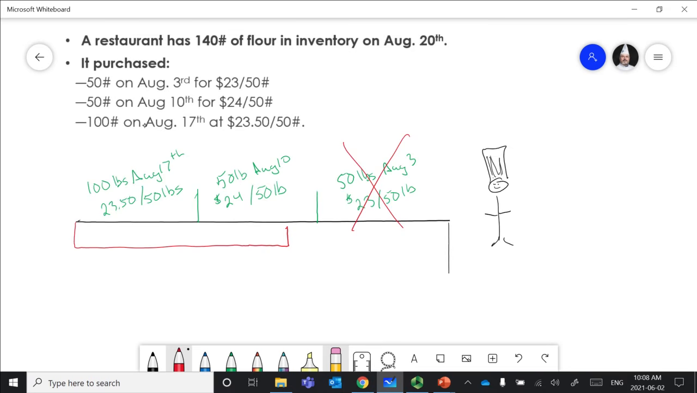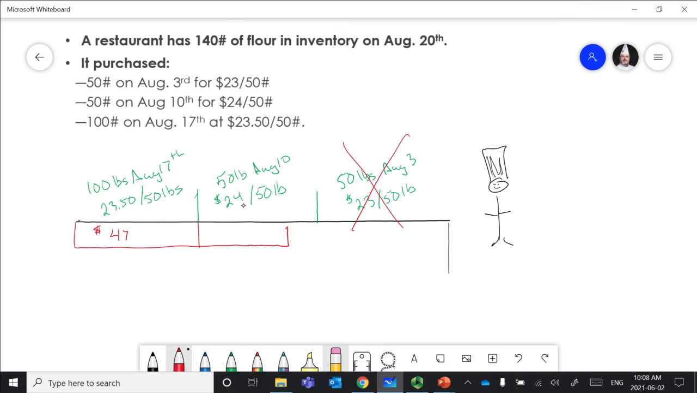What we need to do is figure out a price out of this. What was our price for 100 pounds? Well, we paid $23.50 for 50 pounds, and we had 100 pounds. So $23.50 times 2 gives us $47 for this order here, right?